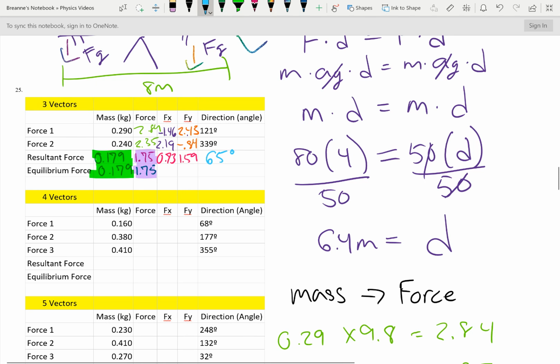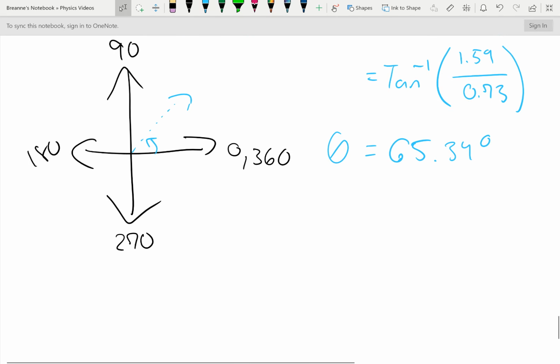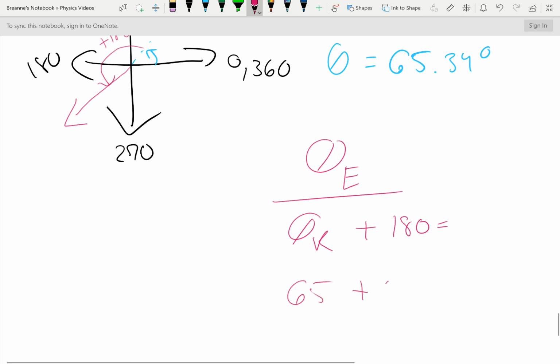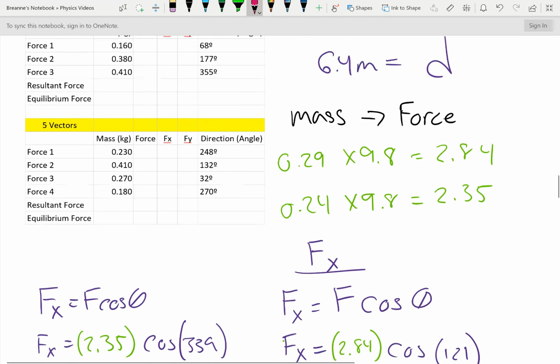But to solve for your equilibrium angle, you'd be pulling that way. So we need to do an additional 180. So to solve for your equilibrium angle, you're going to take your resultant angle and add 180. So it'd be 65 plus 180, and you get 245 degrees as your equilibrium angle.